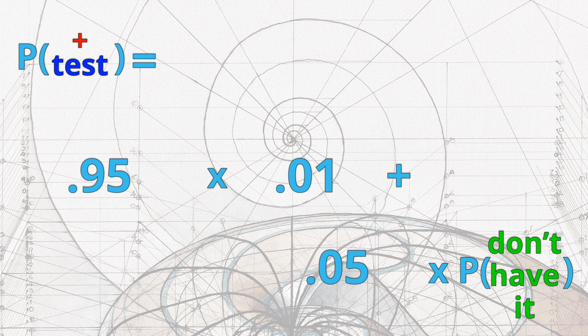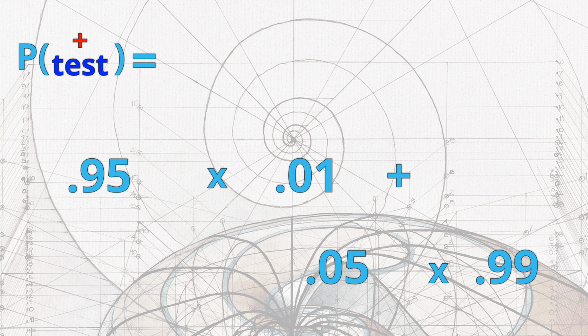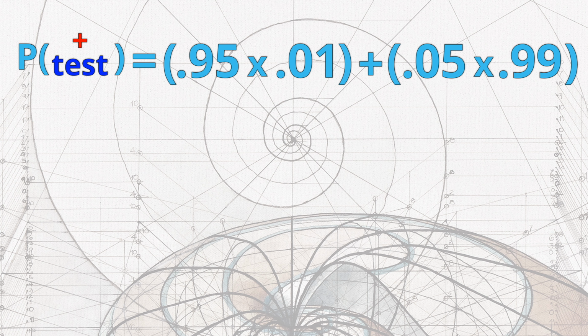And the probability that you don't have the condition is 0.99. First, multiply these, then add them together. The unconditional probability that you get a positive test result, not taking into account whether you have the condition or not, is 0.059.